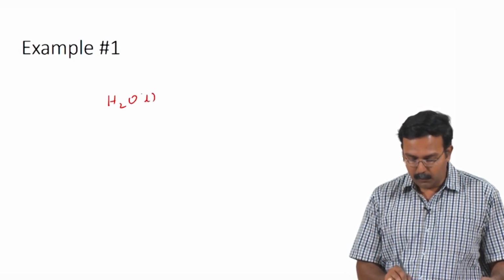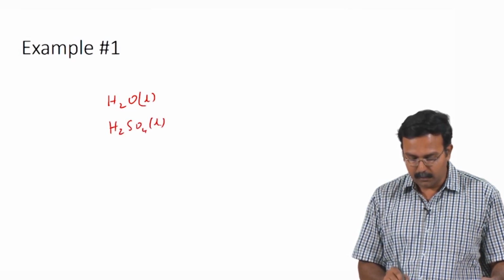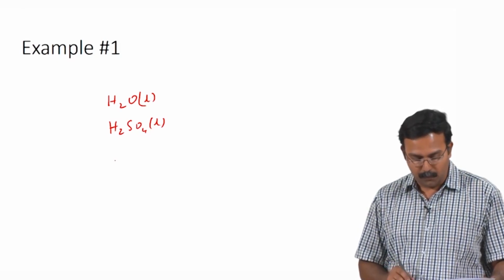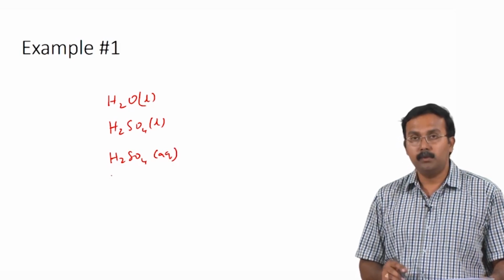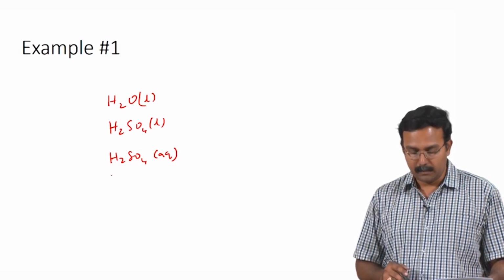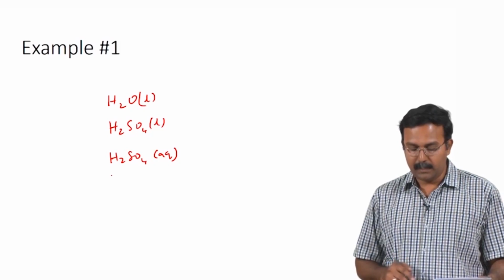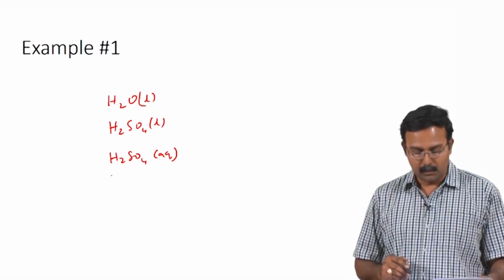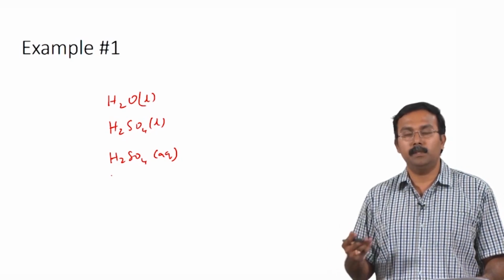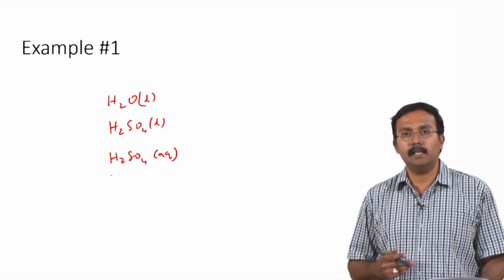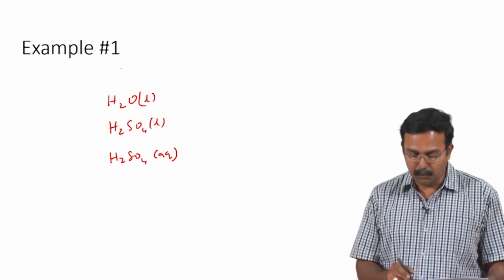water liquid and sulfuric acid liquid. Those two will be mixed to form sulfuric acid aqueous, which would be the final condition. So, we need to identify reference states for these components. For any time we have a solution, what we have looked at is we could use the reference state as the pure components. So, that is what we would do.